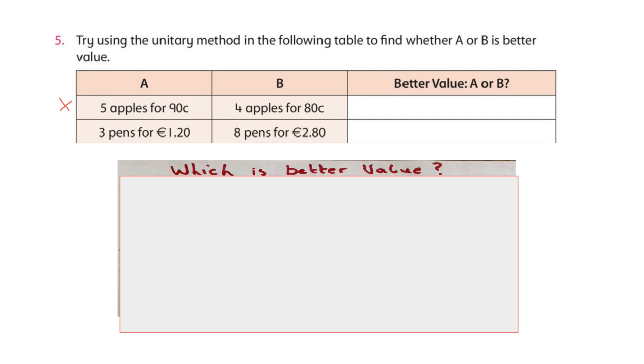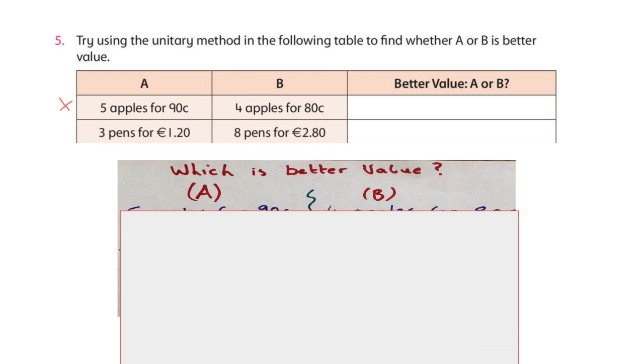Hi all, let's have a look at our question 5 here. We have two questions here and we have to try using the unitary method in the following table to find whether A or B is better value. So we're looking for a better value. For the first one, we're looking at the apples: 5 apples for 90 cent or 4 apples for 80 cent.